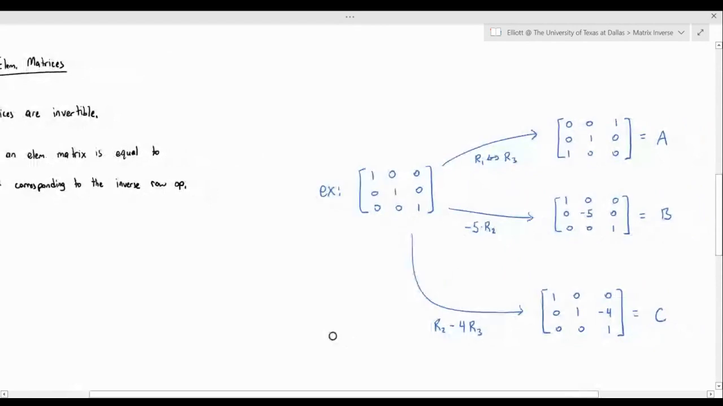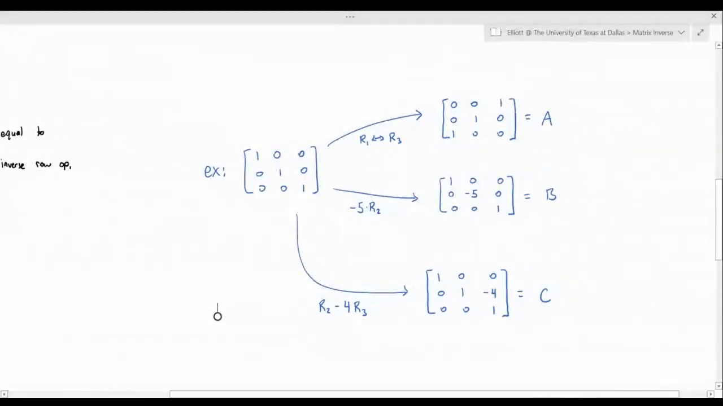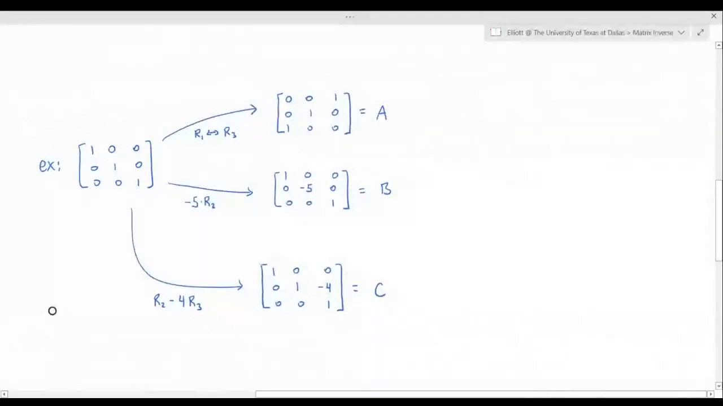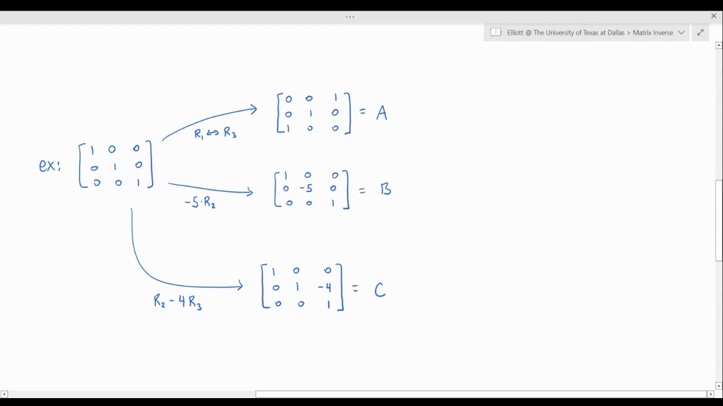I thought I would illustrate how that works with these three elementary matrices that we saw before, in the last section. I had three elementary matrices here, and I'm going to quickly talk about what each of their inverses would be. So we'll start with matrix A over here.